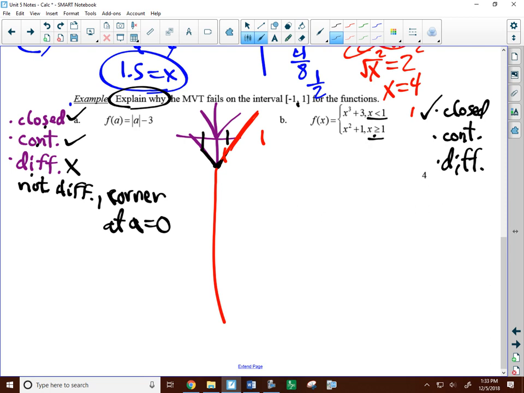I should say each of these functions are polynomials, so they're continuous everywhere and differentiable everywhere, except possibly where they meet. So let's plug in 1 and see if they're even continuous. 1 cubed is 1 plus 3 is 4. Plug in 1 here. 1 squared is 1 plus 1 is 2. So it is not continuous. And therefore, actually, if it's not continuous, it can't be differentiable. So why explain why it doesn't work? I will say not continuous at x equals 1.